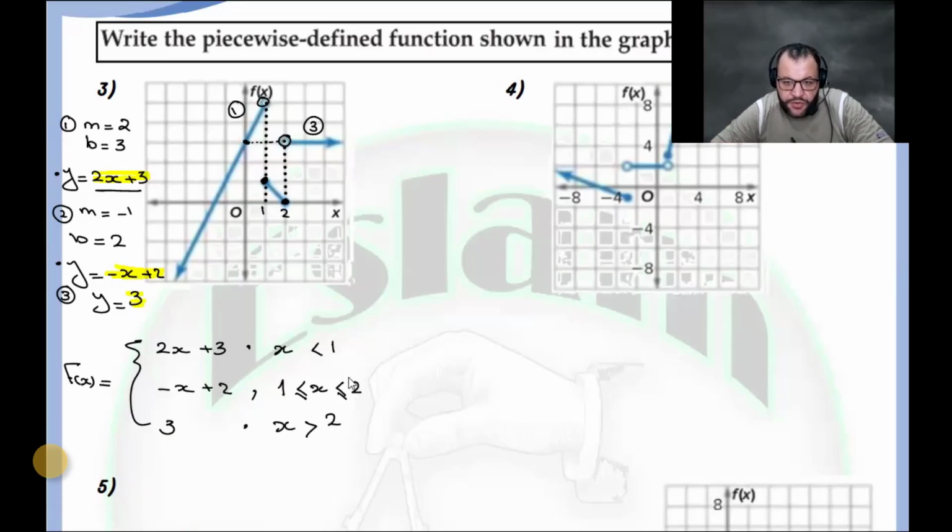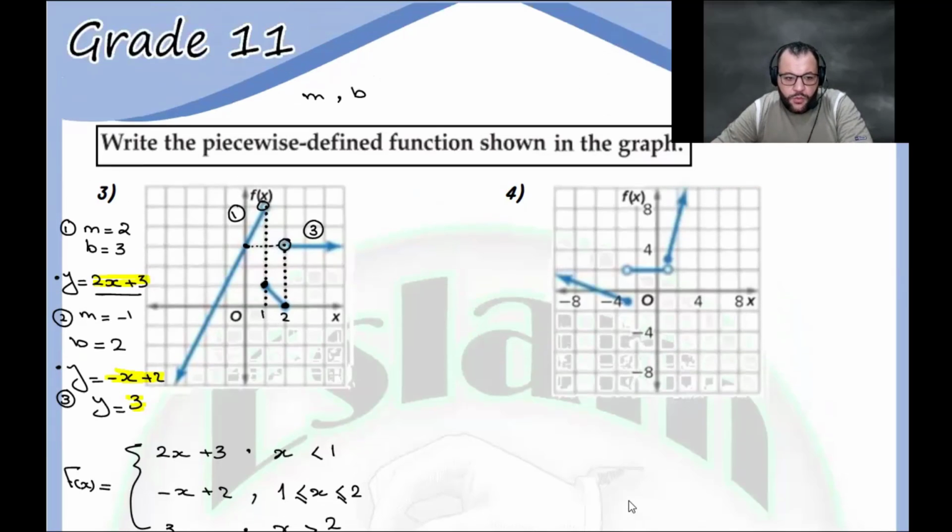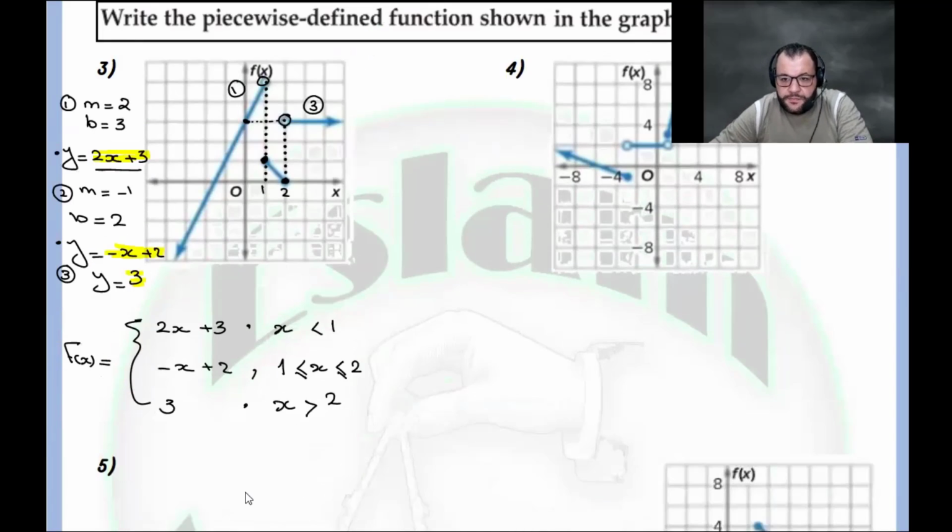I will solve number 4 again, then you will solve number 5. Do you have a question? What is the question that you have? For the equation that you wrote for number 3, it was y equals negative x plus 2, but if we extend it to the left, it intercepts at 3. How 2? How 3? I will draw the line now.